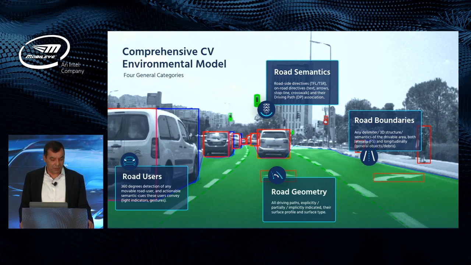Then there is road geometry, everything about the drivable paths that we see. So it's not only the lane marks. We need to break down the scene into drivable paths and understand what each drivable path means. Then there are road boundaries, all the delimiters, could be a curb, could be a guardrail, all the delimiters that we find on the road. And then the road semantics. What can we infer from a semantic point of view from the information that we see? This is traffic signs, traffic lights, pavement markings, and so forth. So these are the 4 buckets.